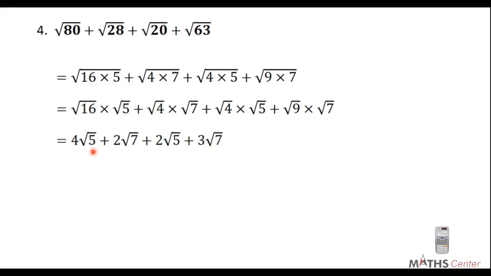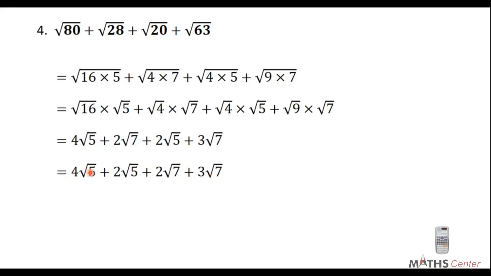Now you can see from here that some of the numbers under the square root sign are 5, others are 7. So you group the 5s together, then you group the 7s together. If you are grouping them, you have 4 root 5 plus 2 root 5, then you group the 7s also together. So you have 2 root 7 plus 3 root 7.